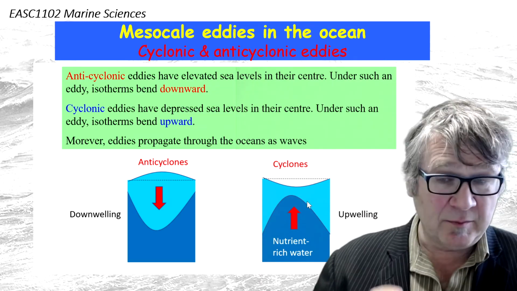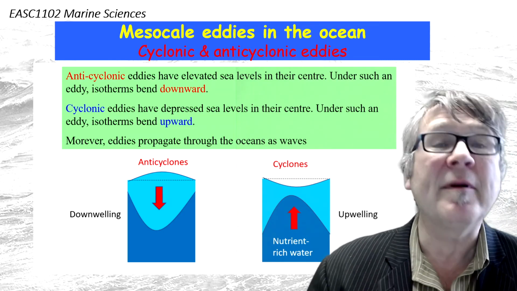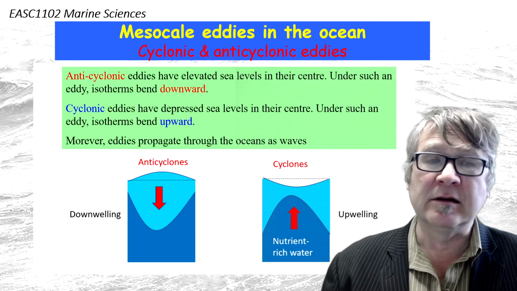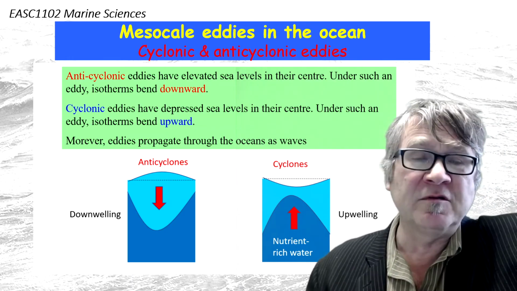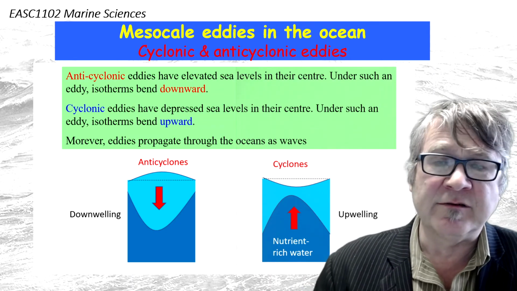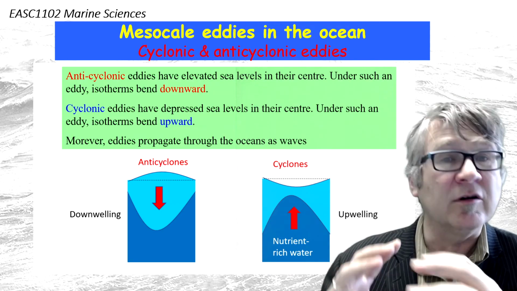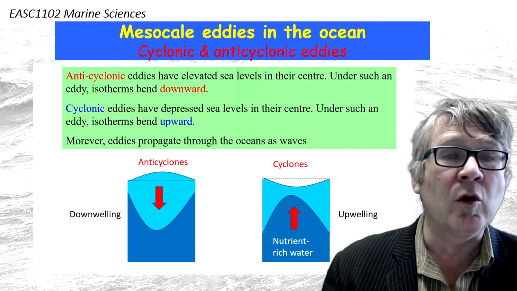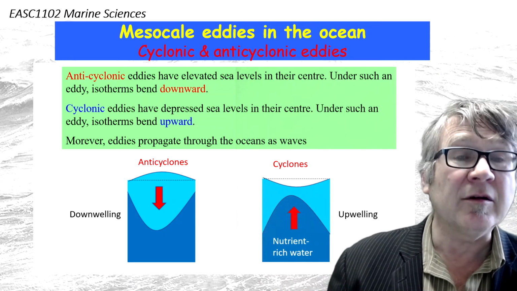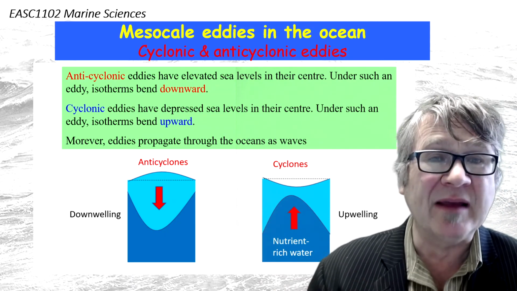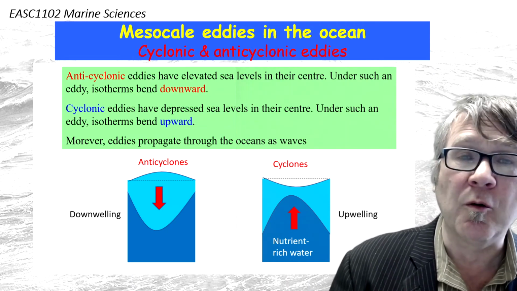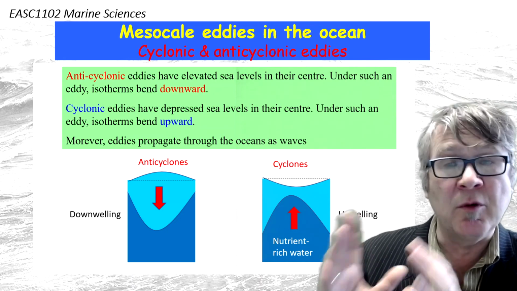So now, because these eddies propagate through the ocean, they move horizontally like a wave. A wave, if you create a little disturbance at the surface, it moves away from the center of the disturbance. These eddies also move horizontally, and wherever they go, they actually produce this signature in the pycnocline. So they don't take water with them, but they induce upwelling or downwelling wherever they go. And this is a remarkable feature.